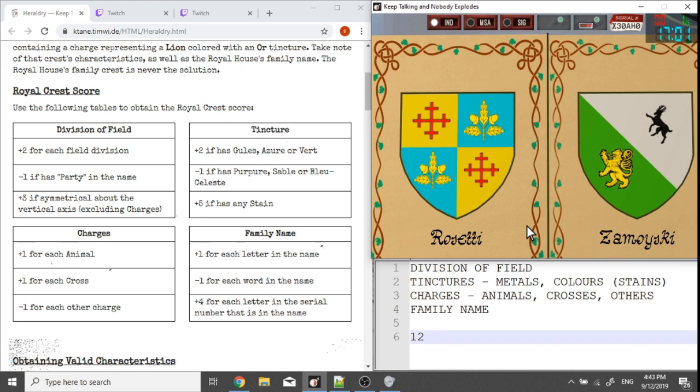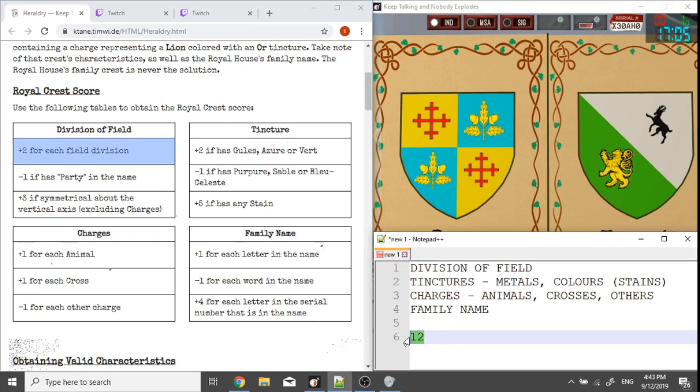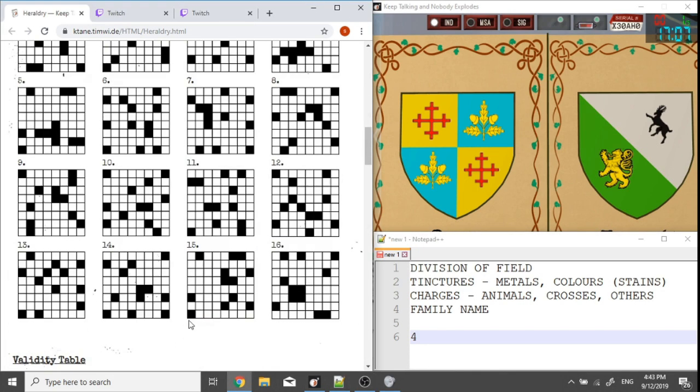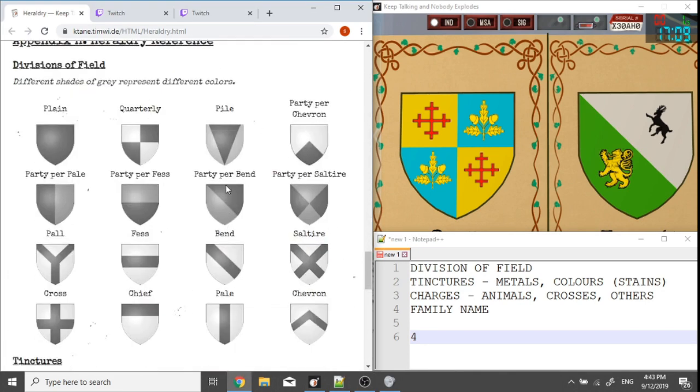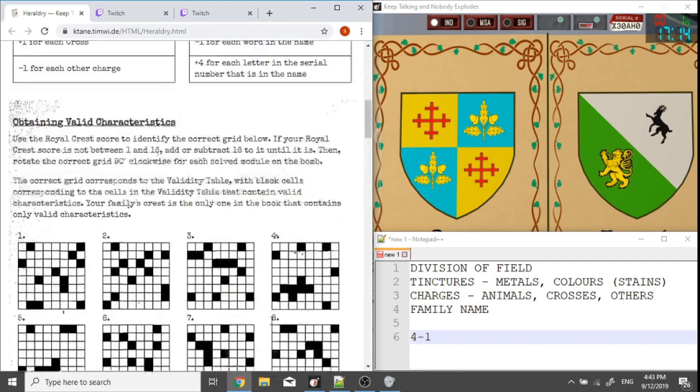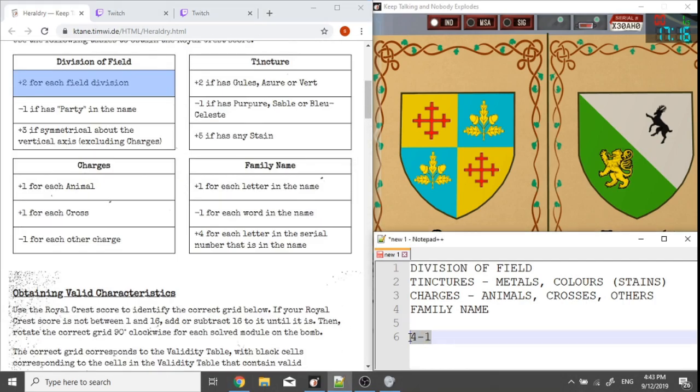Okay. So, firstly, field divisions. We have 2 field divisions, so it'll be 4. Does it have party in the name? Party per bend? Yes, it does. So subtract 1. 1, 3.